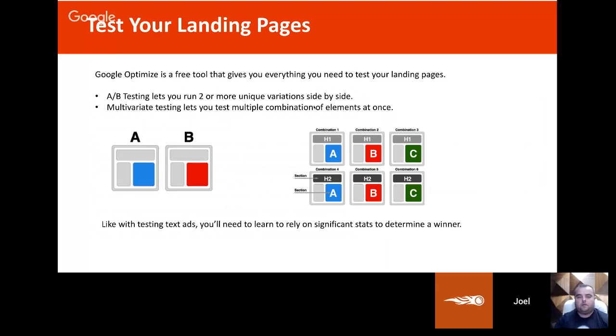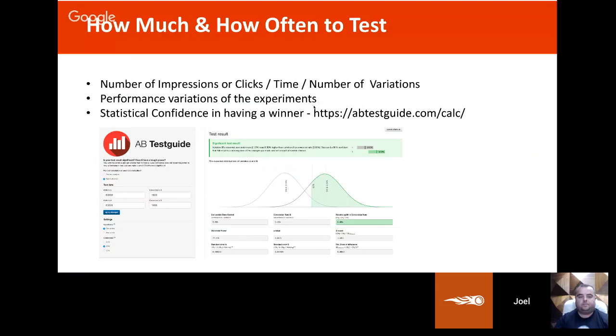Let's talk about significant statistics. I am linking here to a guide that is very useful. The URL is up there, abtestingguide.com/calc. Basically, that guide lets you put in the number of visitors or the number of impressions from one variation, and then also the number of clicks or conversions from the other variation. And it tells you the confidence that you have a winner over one or the other.